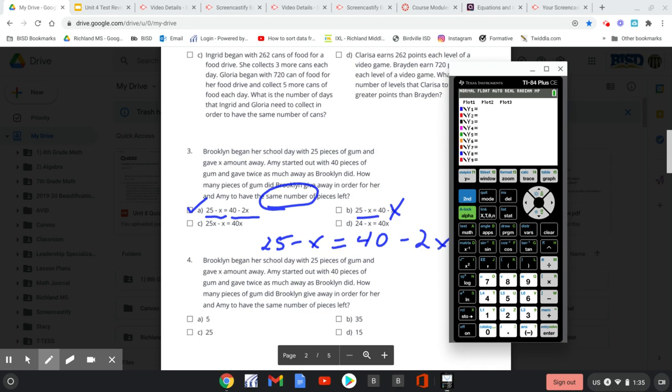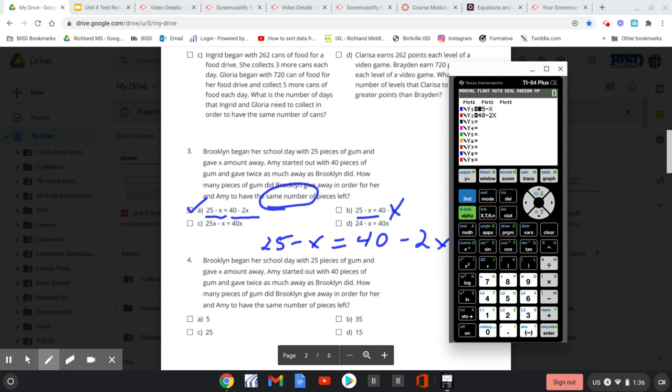I'm going to hit Y equals. I'm going to put in 25 minus X equals, so I'm going to hit enter, 40 minus 2X. I'm going to hit second trace 5. Whoops, that didn't work. Hold on.